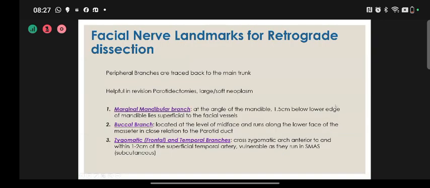Now, coming to retrograde dissection. Retrograde dissection means that we first identify the peripheral branches of the facial nerve and then trace it back to the main trunk. So this type of dissection is useful in revision parotidectomies, where we have a large or a soft neoplasm, where locating the main trunk would be difficult.